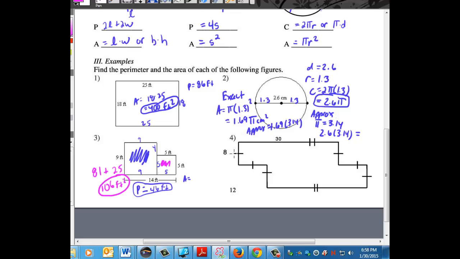Next, on problem 4, anytime you see a mark like these marks, that means all of these lengths are the same. Since we have an 8, we can fill in the rest with 8.